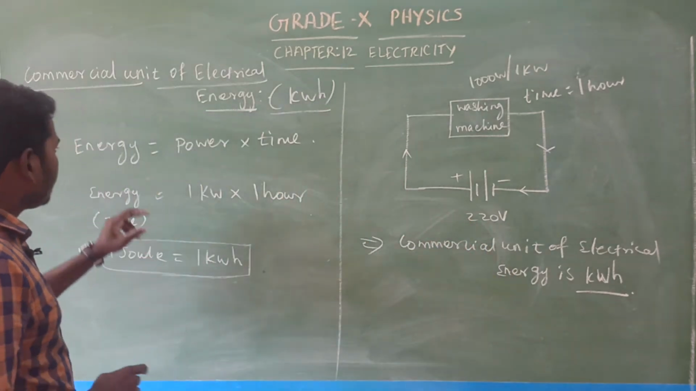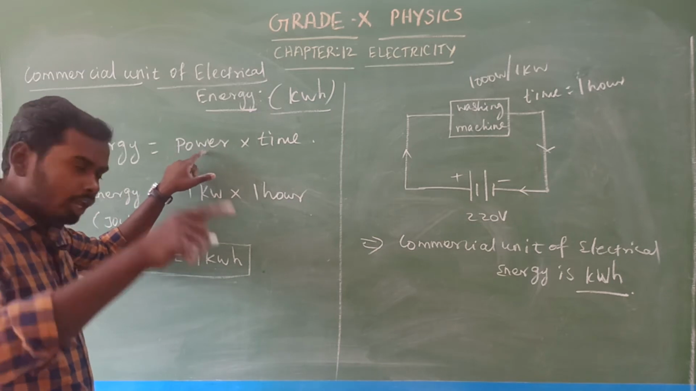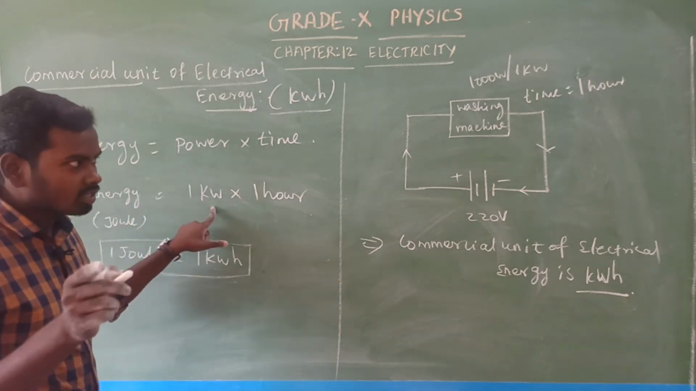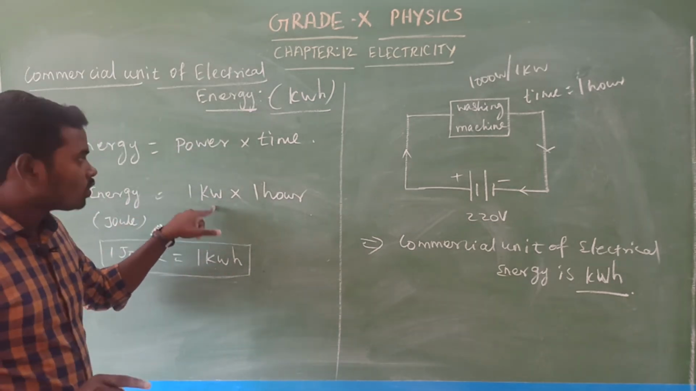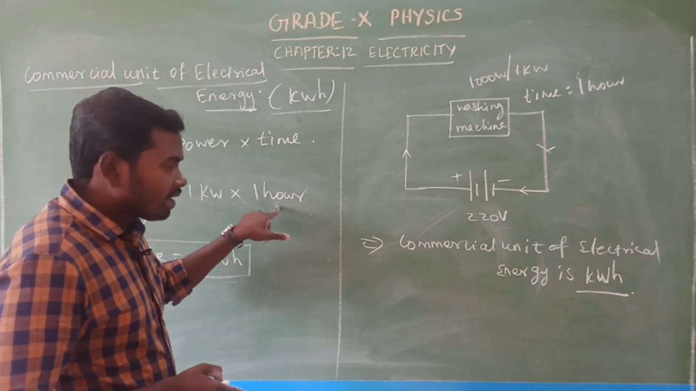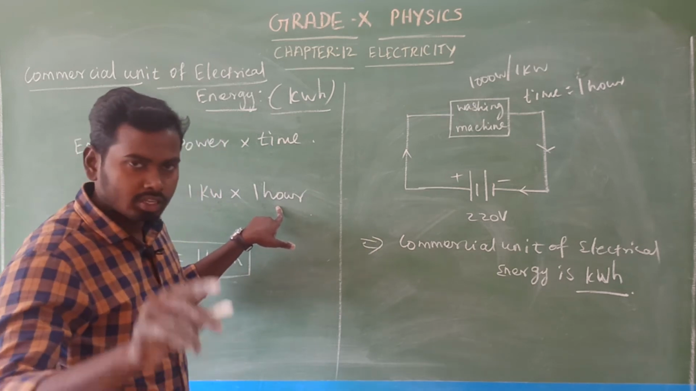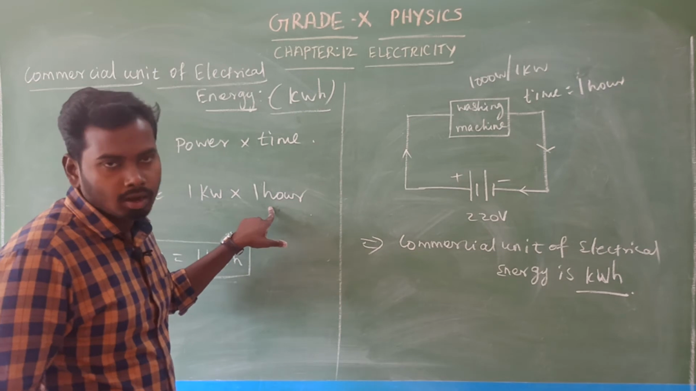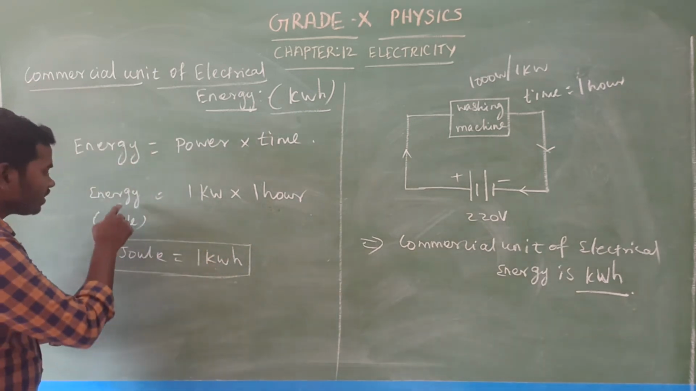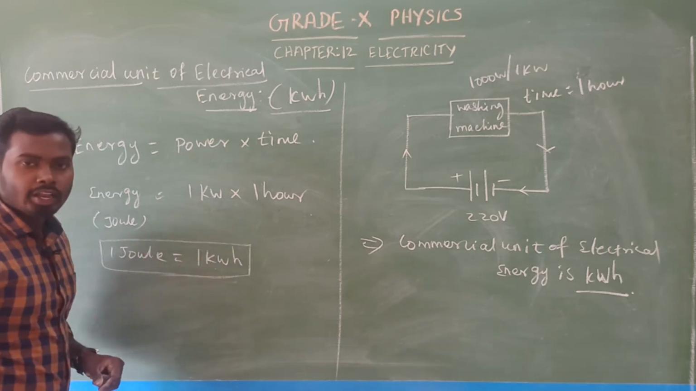Already we know energy is equal to power into time. I have taken power in terms of kilowatt, because we know watt is a very small unit. And I have taken time in terms of hour, because the SI unit of time is second, which is too small. That is the reason I have taken hour. So energy is equal to kilowatt hour.